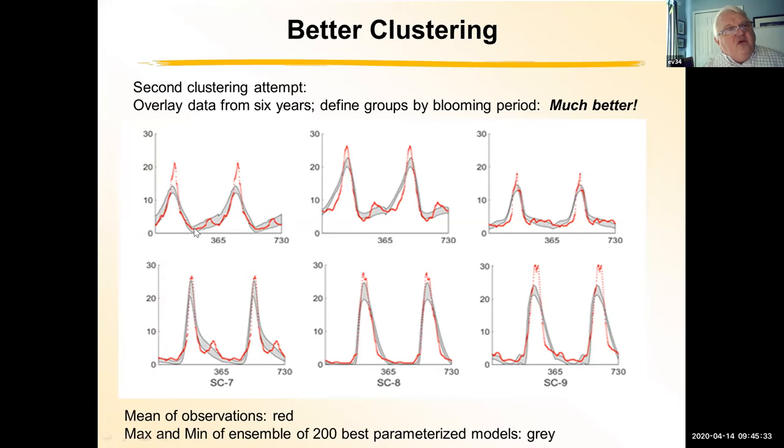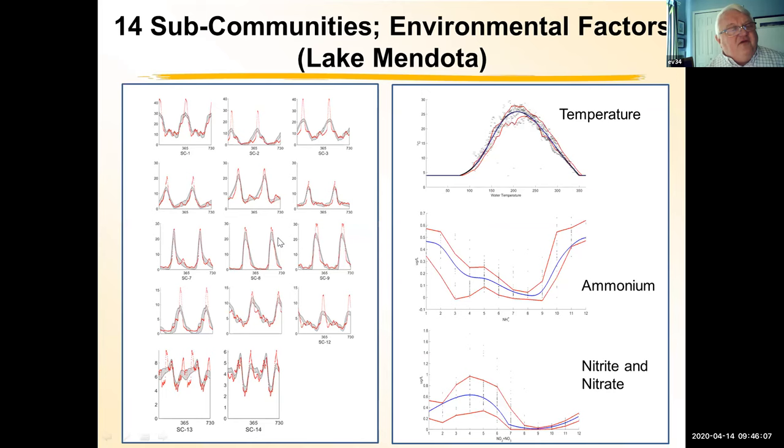Now, ultimately, this is a result slide already. So the red dots are the means of the observations over the 6 or 7 or 8 years. And then ultimately we compute ensembles of models, and we look at these ensembles and see what's the max and minimum of each ensemble at a given time point. And those are the gray curves. And you can see, so these are model predictions already, or model inferences, let's say. So we can do that. Here we have 14 subcommunities for Lake Mendota and also 14 for Lake Lanier. And then we have, of course, measurements on temperature, ammonium, nitrate, nitrite, and so on.